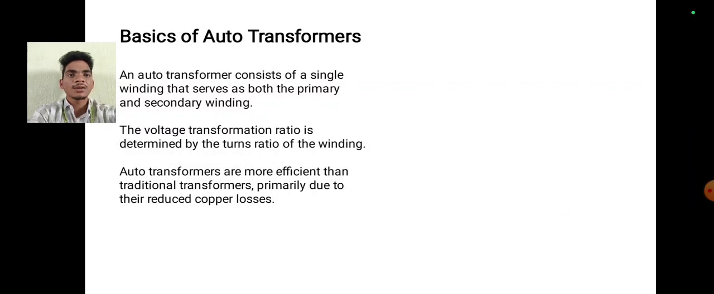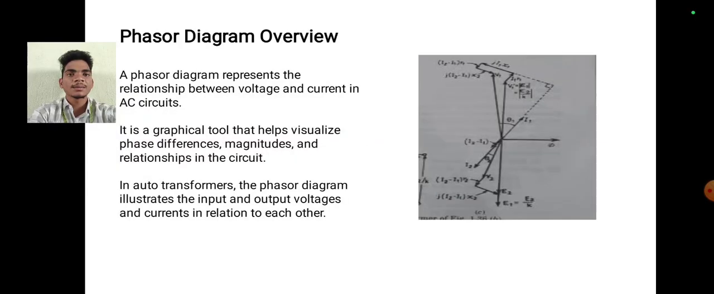Basics of auto transformers. An auto transformer consists of a single winding that serves as both the primary and secondary winding. The voltage transformation ratio is determined by the turns ratio of the winding. Auto transformers are more efficient than traditional transformers primarily due to their reduced copper losses.